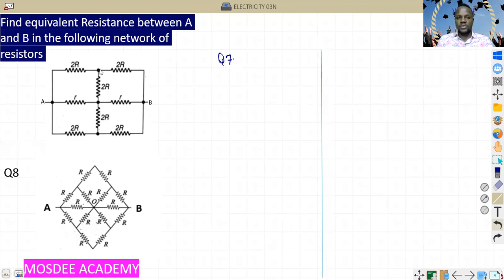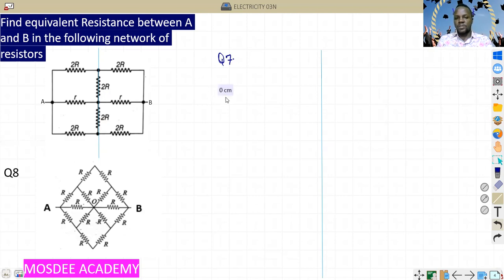But I think the best way is just to bring the axis of symmetry, the line of symmetry, anyhow you know how to call it. So doing that directly, I have that, and that has been chopped off. So in the direction of line A and B, I have R and R in series. You can see A and B, R and R are in series.